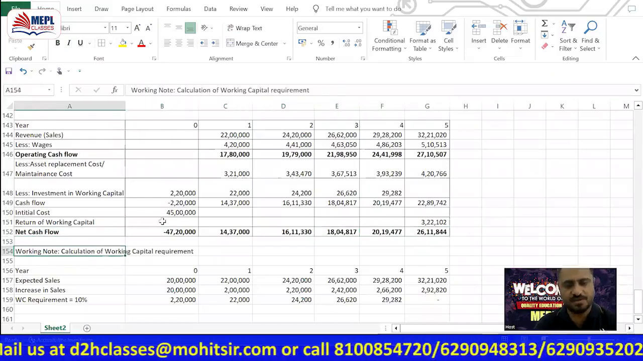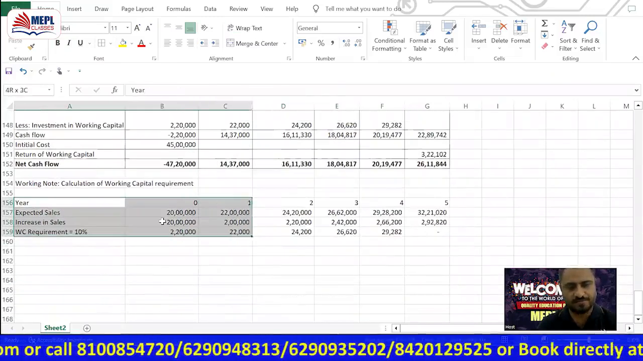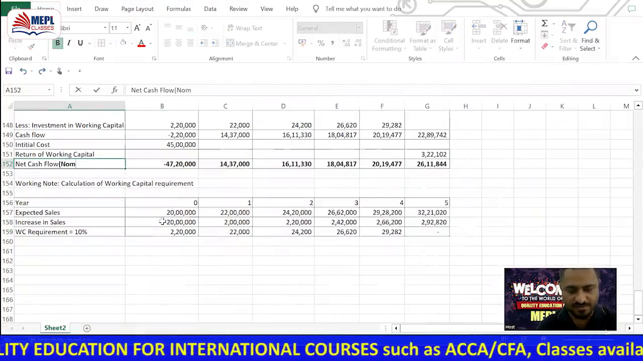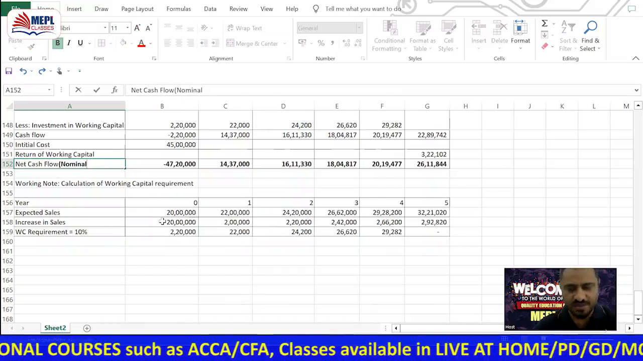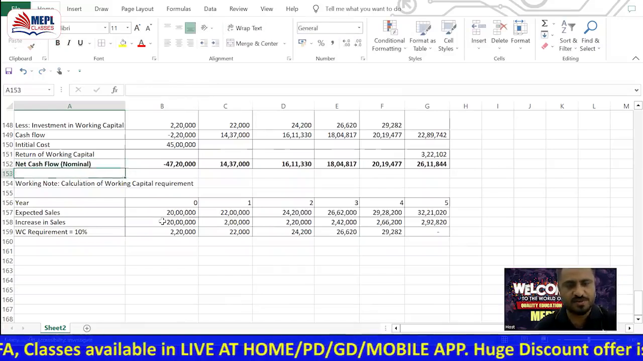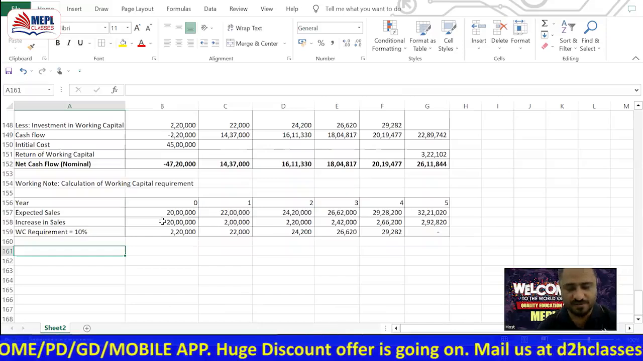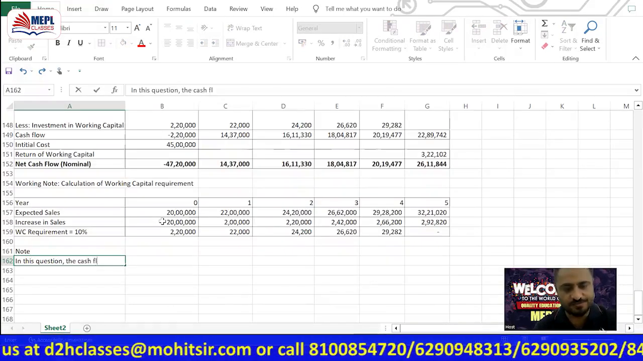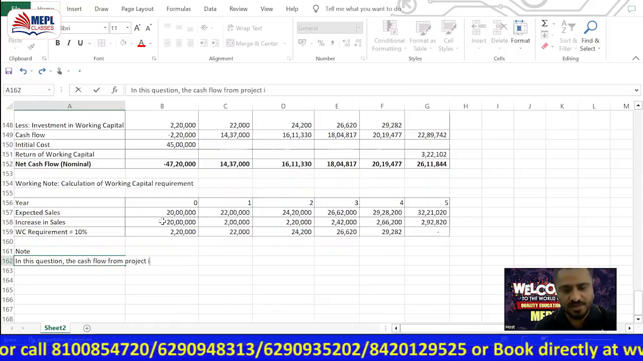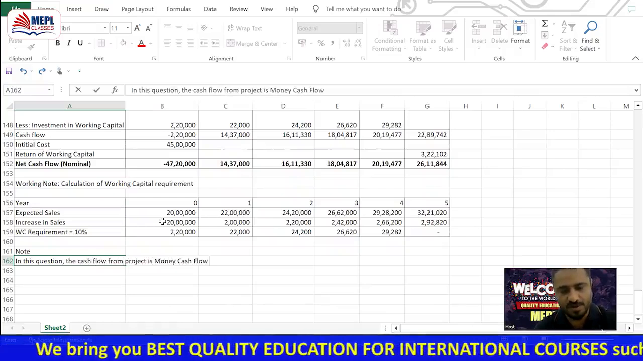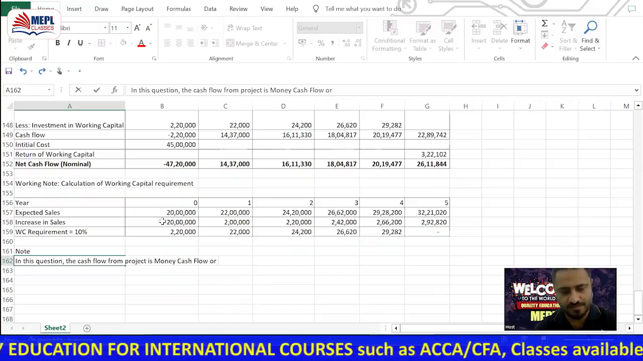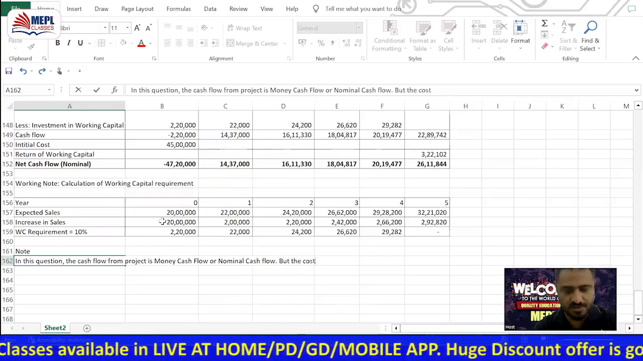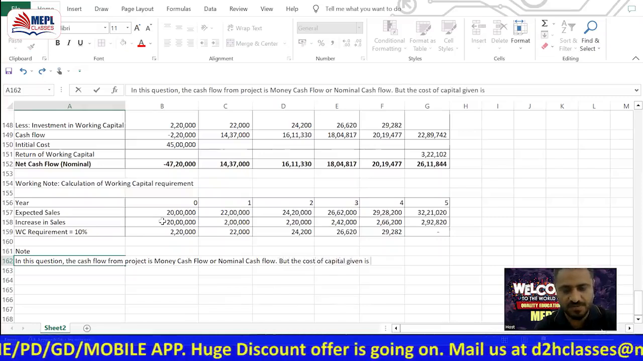Right. Now you can apply the present value factor. But there is a twist. Now this is your cash flow. Which cash flow? Nominal cash flow. Money cash flow you call it. On this money cash flow or nominal cash flow, we can't apply the real cost of capital. So I will put a note here. In this question, the cash flow from the project is money cash flow or nominal cash flow, one and the same thing. But the cost of capital given is the real cost of capital.